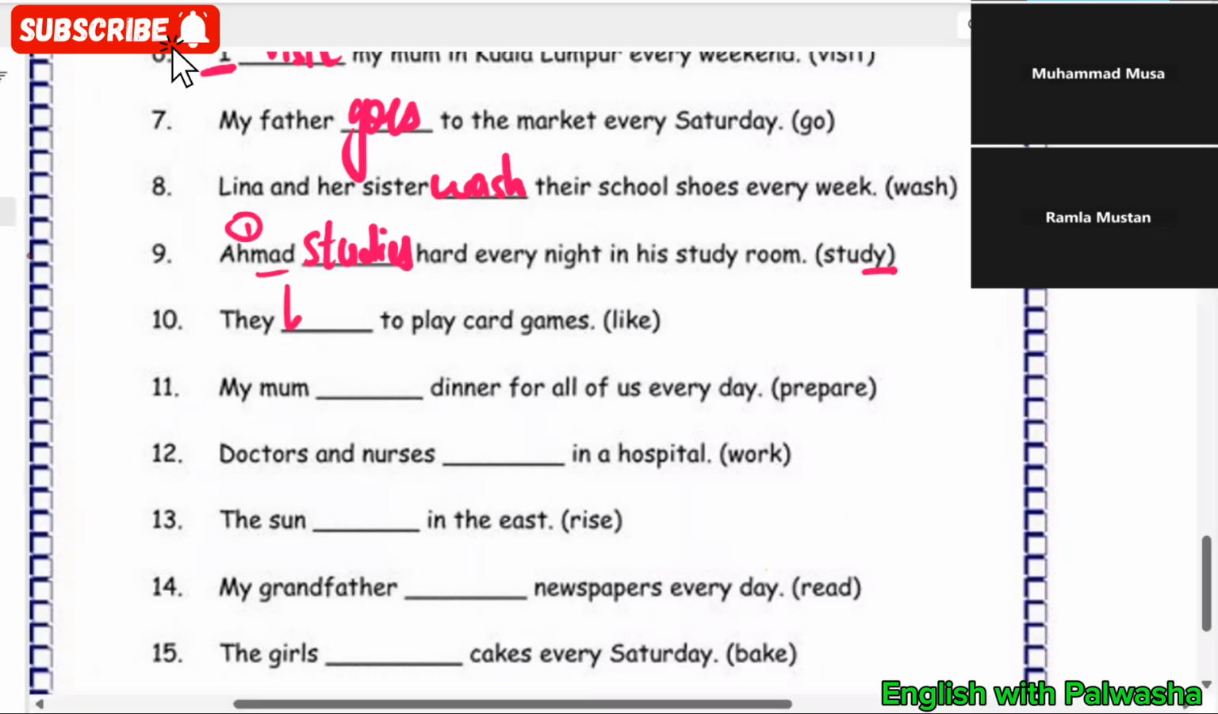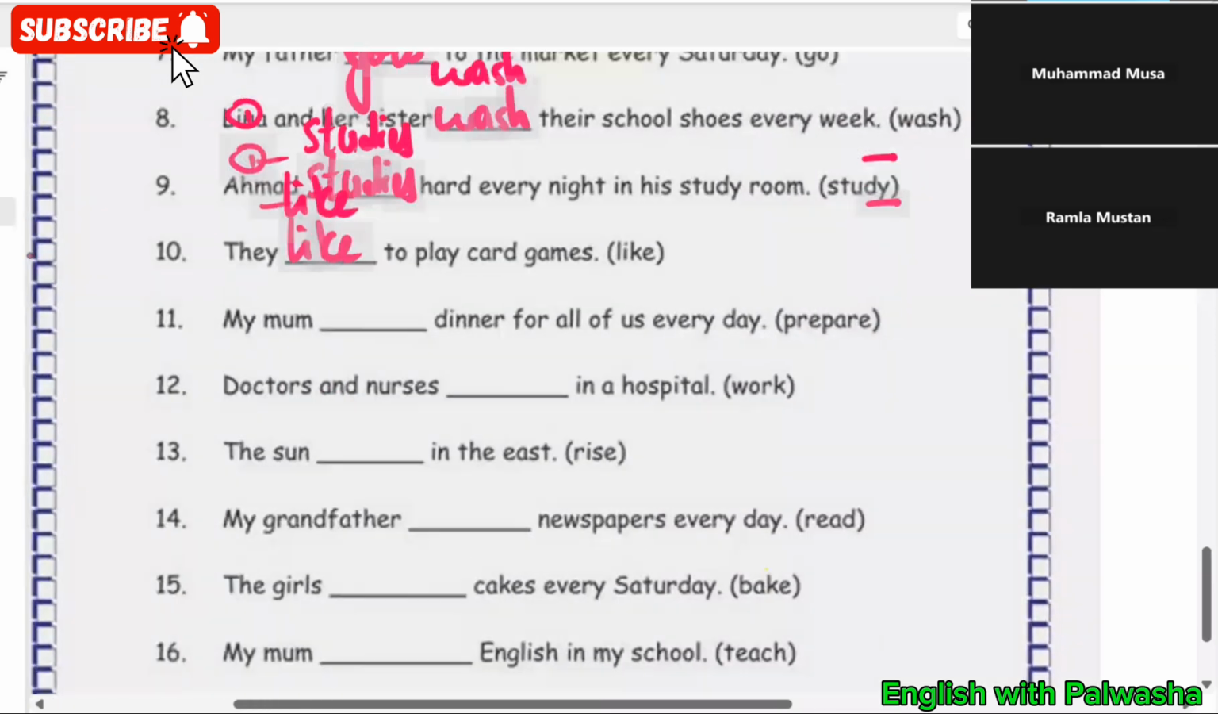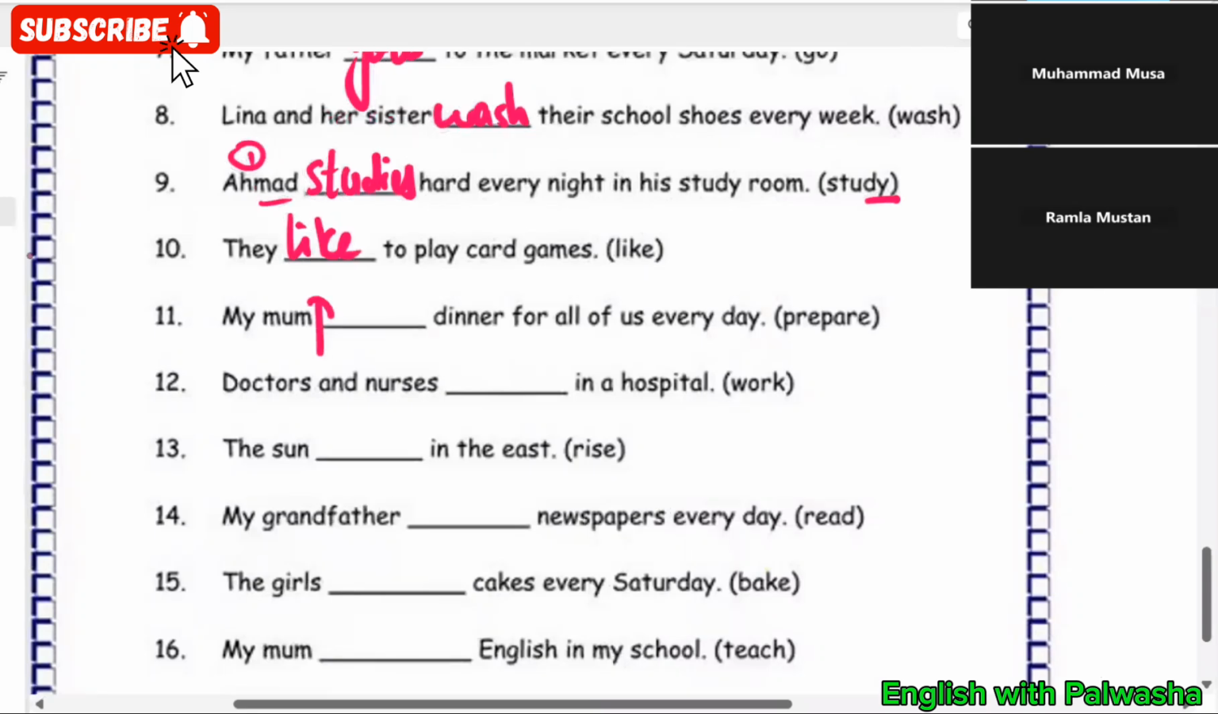They like to play card games. Very good. My mom dash dinner for all of us every week. Prepares. My mom prepares. Very good because she's just one.